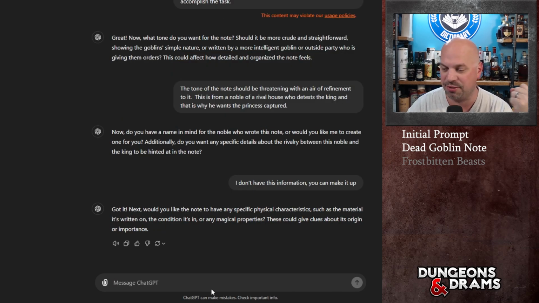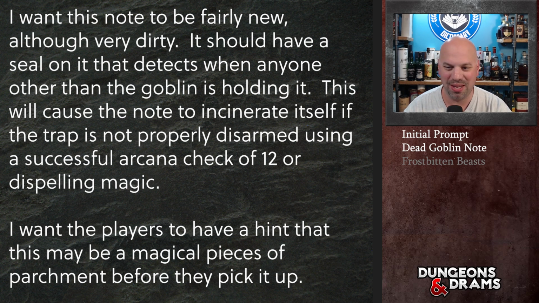Next, would you like the note to have specific physical characteristics, such as the material it's written on or condition, and so on. I got a little creative on this one. I want this note to be fairly new, although very dirty. It should have a seal on it that detects when anyone other than the goblin is holding it. This will cause the note to incinerate itself if the trap is not properly disarmed using a successful Arcana check of 12 or dispelling magic.